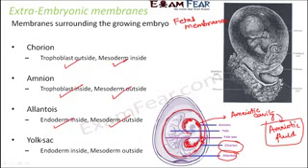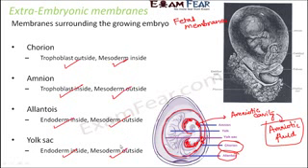And finally, the fourth membrane, which is yolk sac, is also almost non-functional in human beings, and this also has mesoderm outside and endoderm inside. So where is yolk sac? This is the yolk sac. It is again a sac-like structure which contains the yolk, and that is why it is called yolk sac.